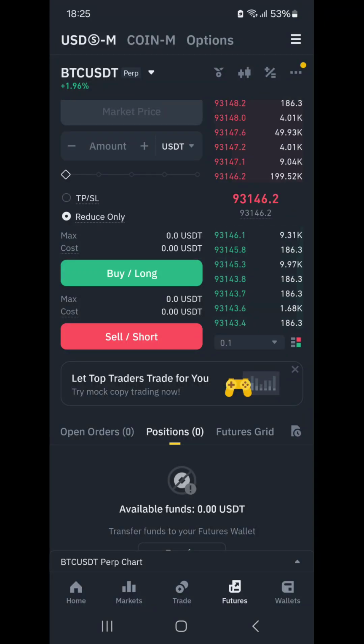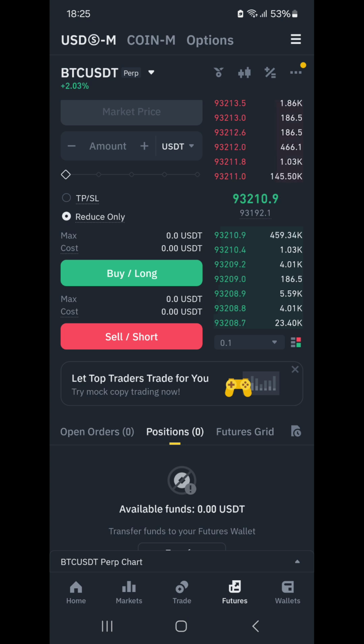Today we are diving deep into two crucial concepts in Binance futures trading: the mark price and the last price. These terms are essential for every trader, whether you are just starting out or an experienced pro. By the end of this video, you will understand what they are, why they matter, and how they impact your trades. Let's jump right in.